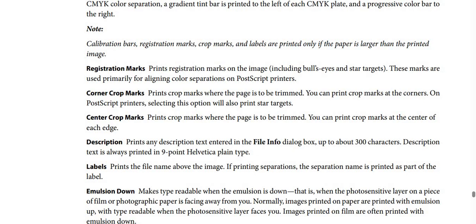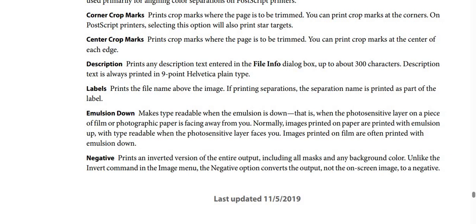And what about registration marks? It means that it prints registration marks on the image, including bull's-eyes and star targets. These marks, by the way, are used primarily for aligning color separations on PostScript printers. And what about corner crop marks? Corner crop marks means that it prints crop marks where the page is to be trimmed, and you can print crop marks at the corners on PostScript printers. Selecting this option will also print star targets, by the way. So what about center crop marks?